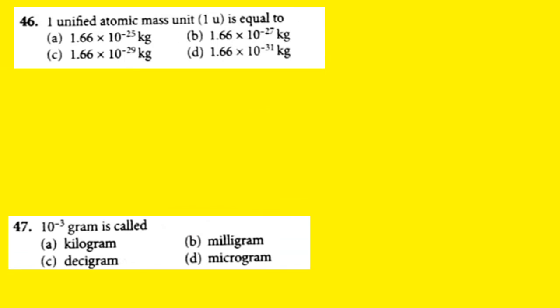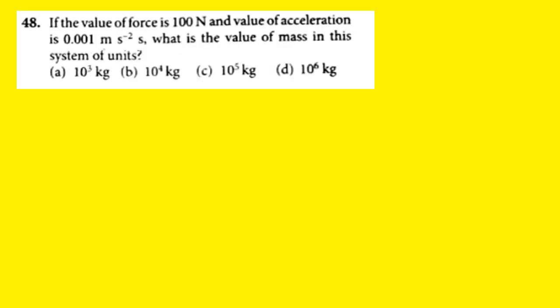Next one, question number 46. One unified atomic unit, 1 u, is equal to 1.66 into 10 power minus 27 kilogram. Again, make a note in the paper of the things you have to memorize, children. So the answer is option B. Next one, 10 power minus 3 gram is called, very easy, children, milligram. So the option is B.